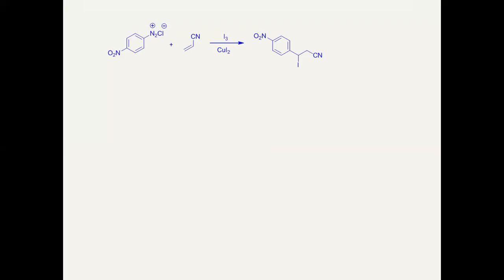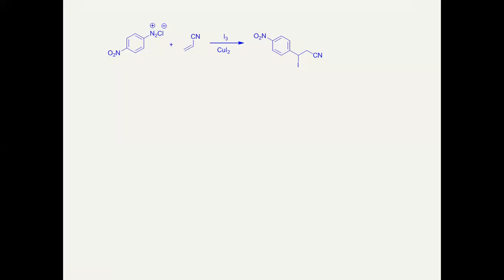So diazonium salt, a very important moiety in organic chemistry. See, this diazonium salt also shows free radical reaction if certain conditions are provided. So this product will form like this. Okay. How will it form? It's a very simple idea.